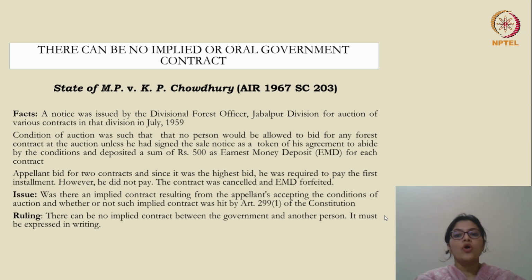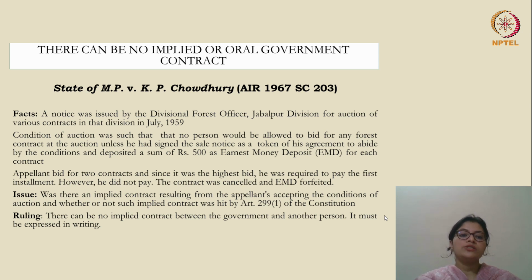On his contract being cancelled, he was asked to forfeit the earnest money deposit, which was already a part of this transaction. He was also informed that his contracts would be re-auctioned. Eventually, his contracts were re-auctioned, and the balance amount, which was to the tune of around 5 lakh rupees, was to be paid up by Mr. KP Chaudhary. He again failed to pay up this amount. So the Divisional Forest Officer of Jabalpur directed the Tehsildar of Jabalpur Division to recover this money from Mr. KP Chaudhary as arrears of land revenue.